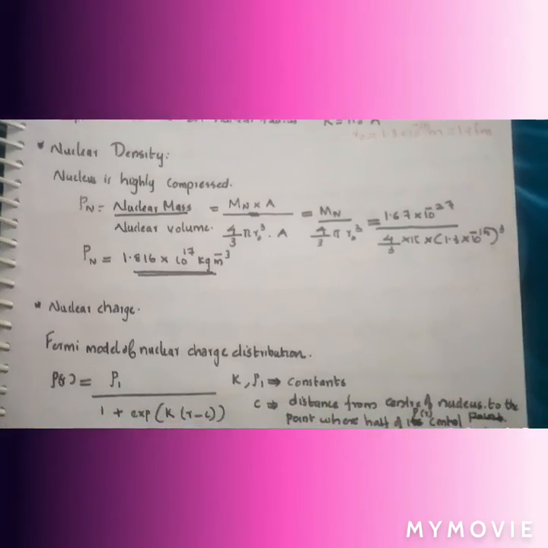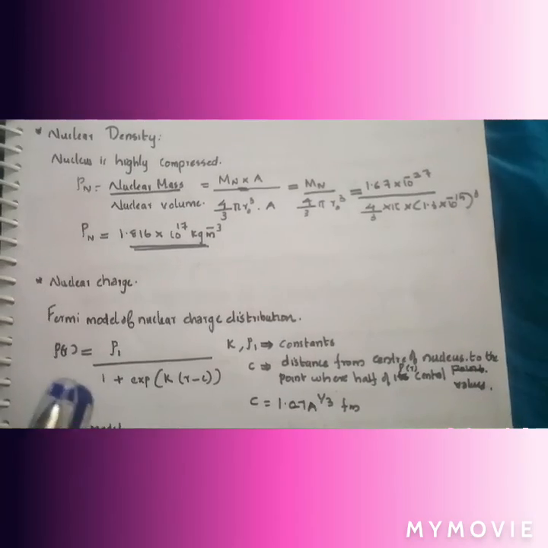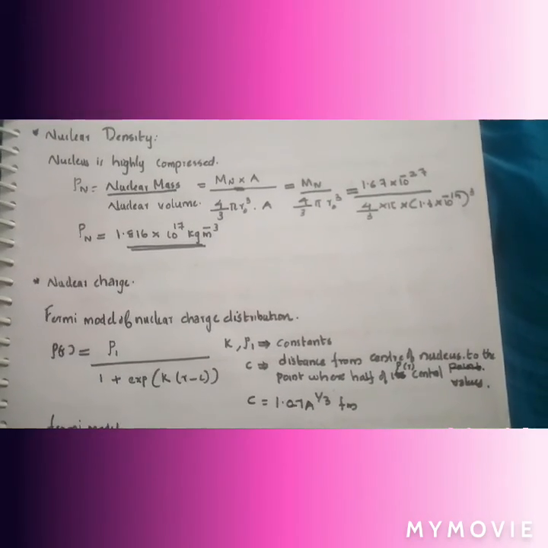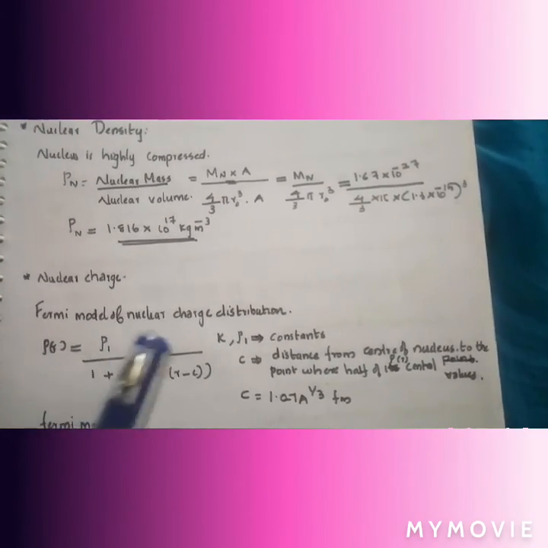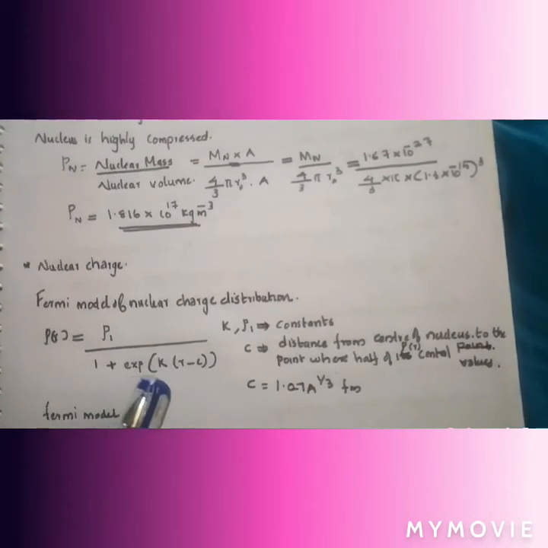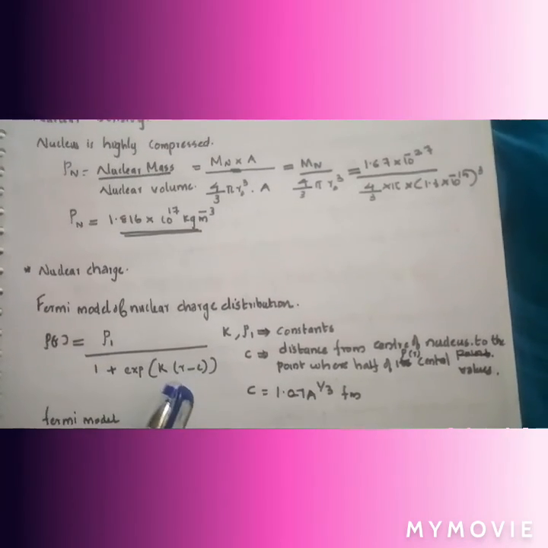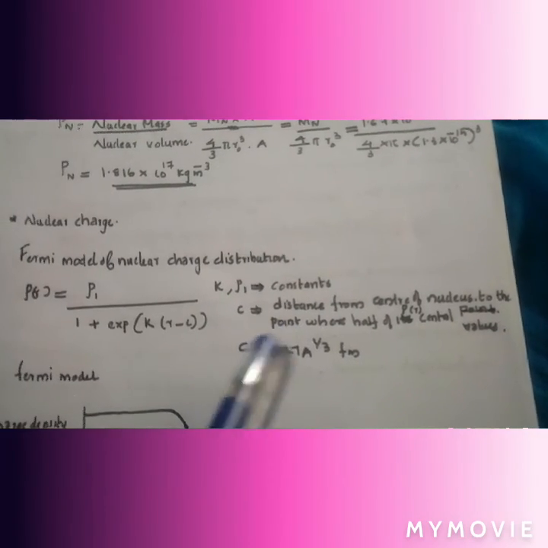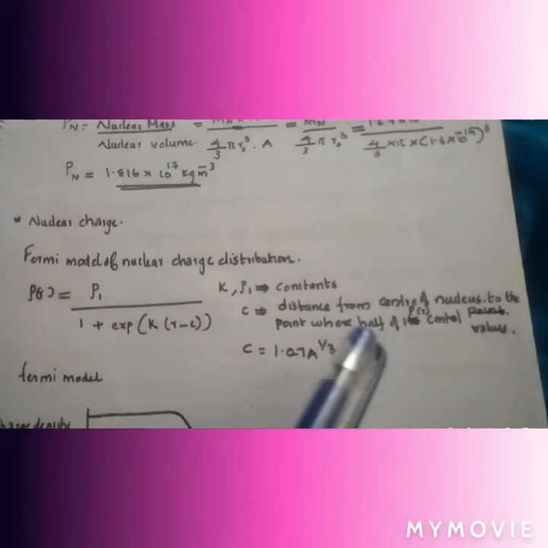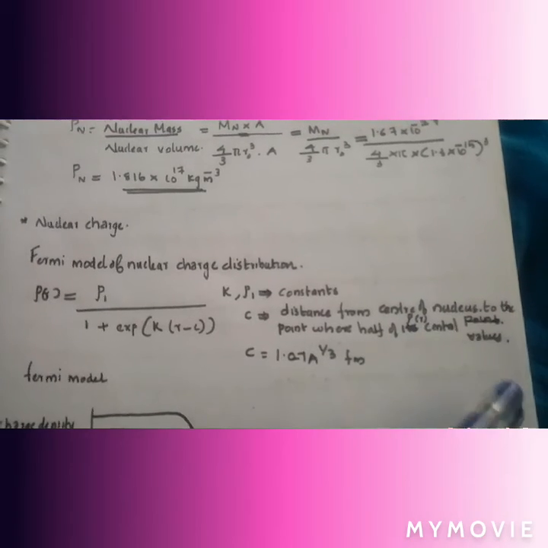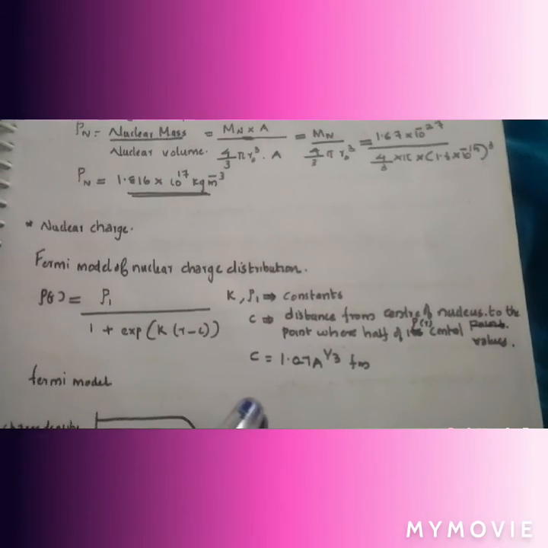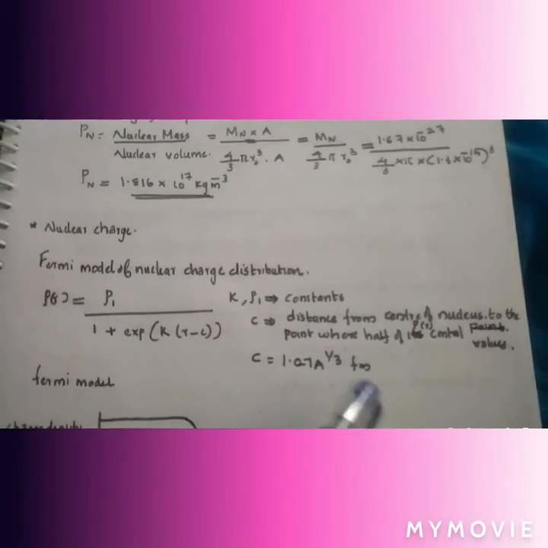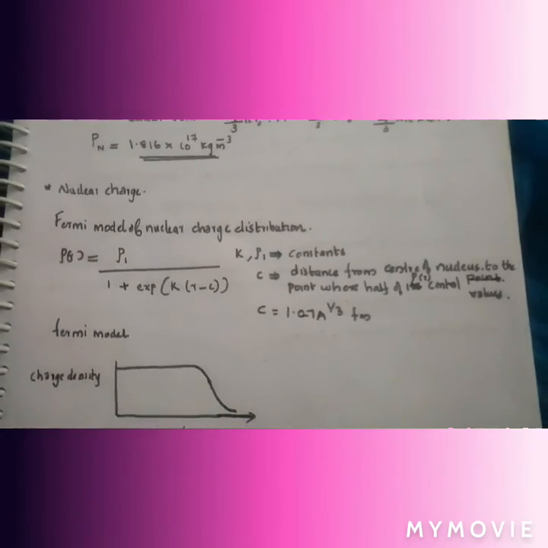Nuclear charge is another property. Model of nuclear charge distribution: rho of r is equal to rho 1 divided by 1 plus exponential of k into r minus c. K and rho 1 are constants, and c is the distance from the center of the nucleus to the point where rho of r is half of its center value. c is equal to 1.07 A raised to 1 by 3 femtometer.